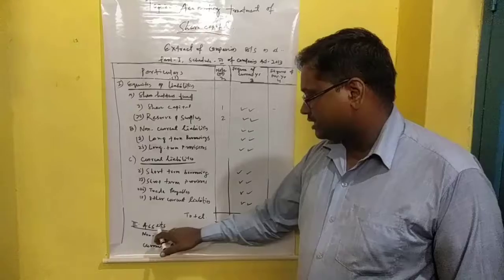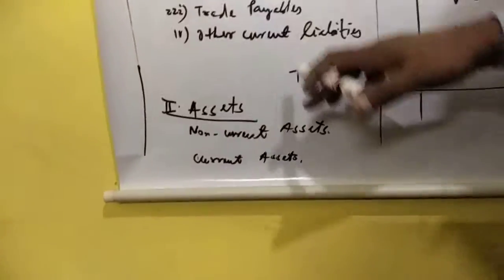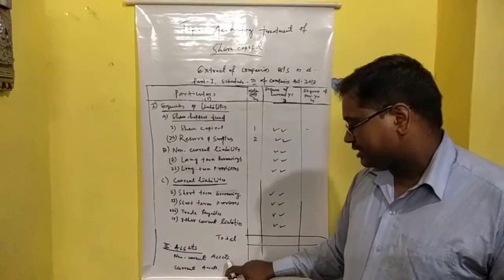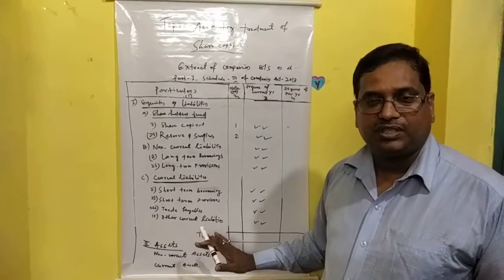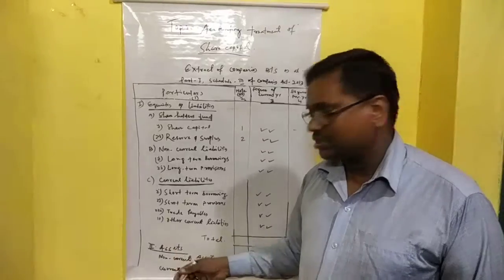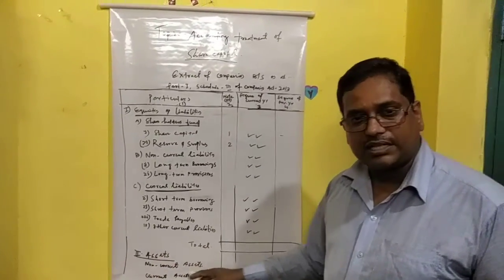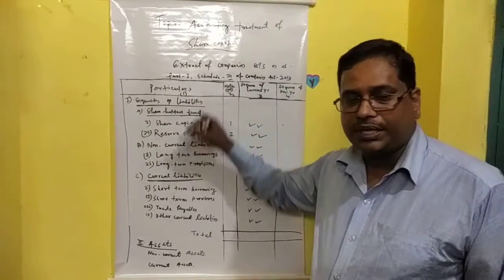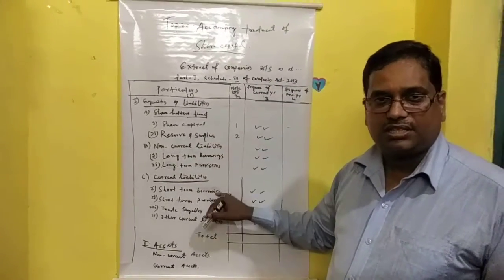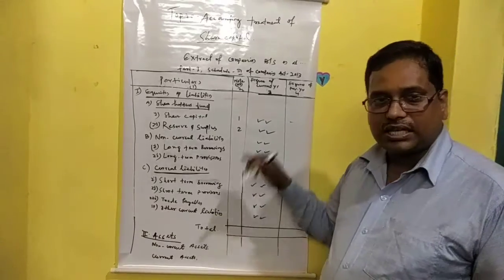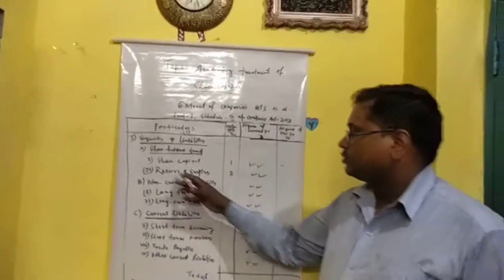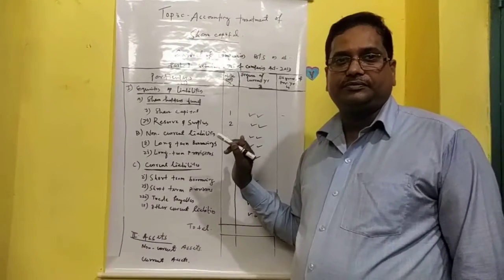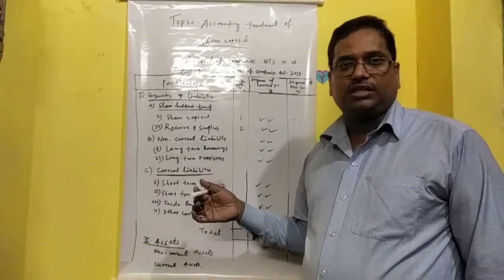Second is assets, because liabilities equal assets. Under assets, there are non-current assets and current assets. Later on, in the next video, we will discuss the non-current assets and current assets. And this is just a brief gist of the company's balance sheet. Now in this chapter we have to find out the share capital and reserves and surplus. So how will we see it?